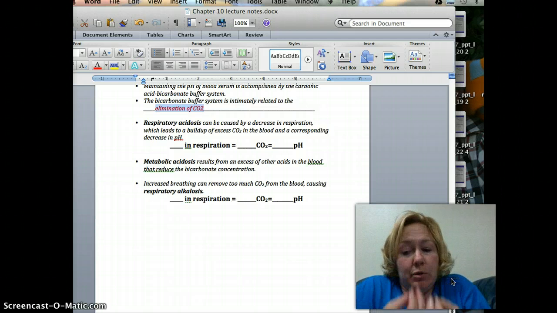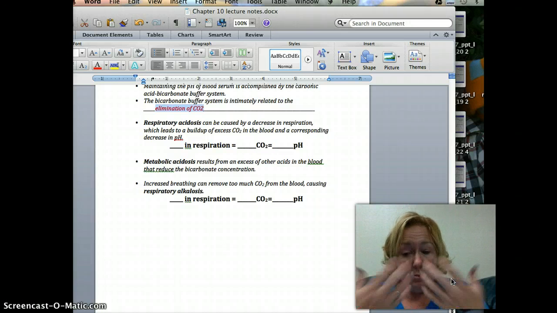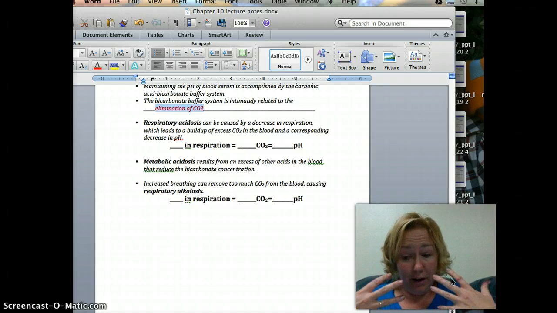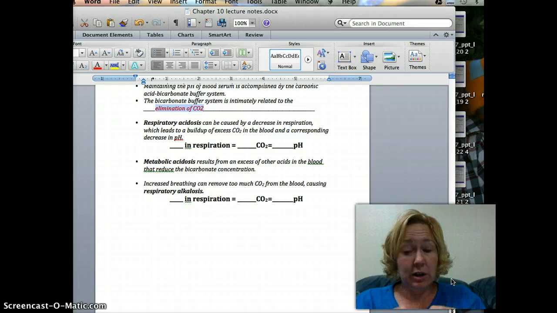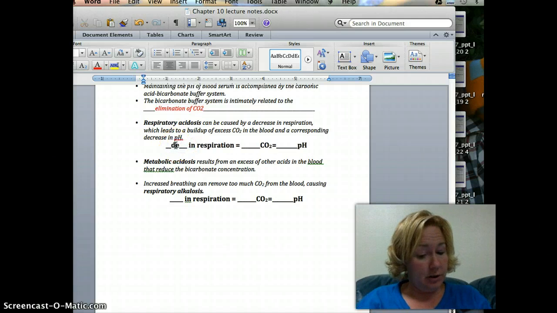Let's say you're not breathing out. What do you breathe out? You breathe out CO2. So you're not doing that. You're not breathing out enough CO2. So what's the CO2 doing? It's got to go somewhere, right? If it's not coming out for whatever reason, it's doing something. So in this case, you have a decrease in respiration.